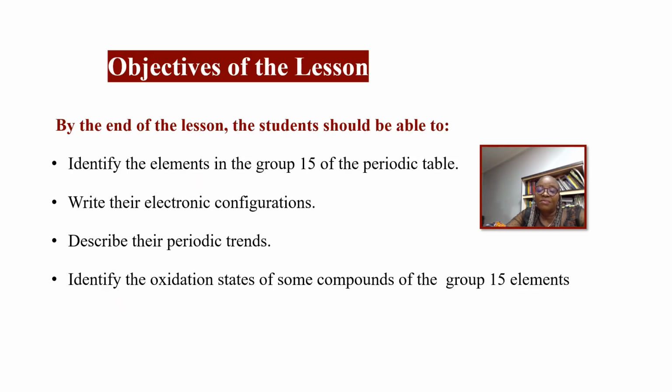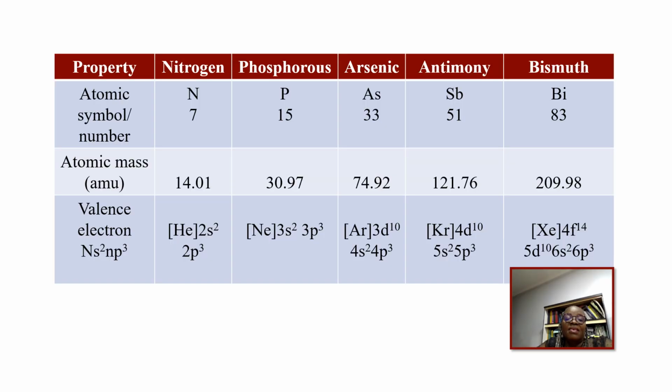The objectives of this lesson are as follows: to identify the elements in group 15 of the periodic table, write down their electronic configuration, describe their periodic trends, and identify the oxidation states of some compounds of the group 15 elements. Let us look at the properties of the group 15 elements.